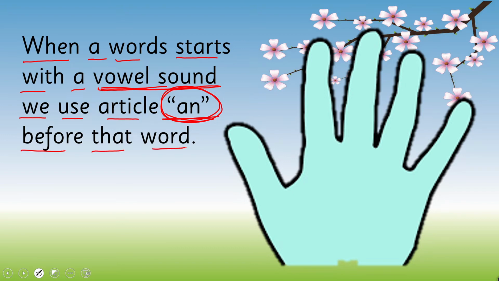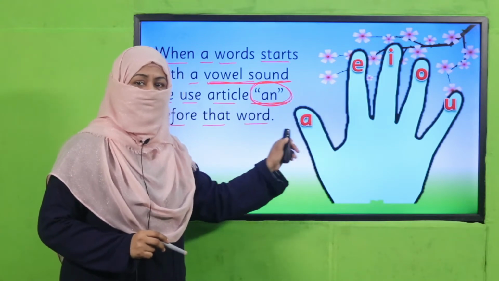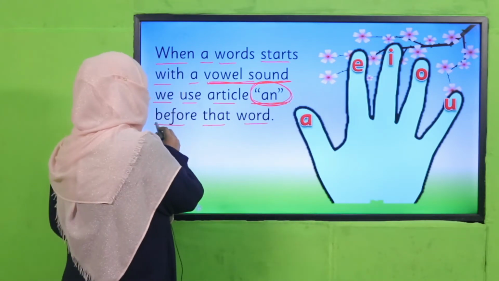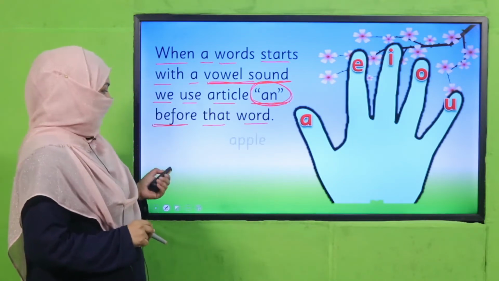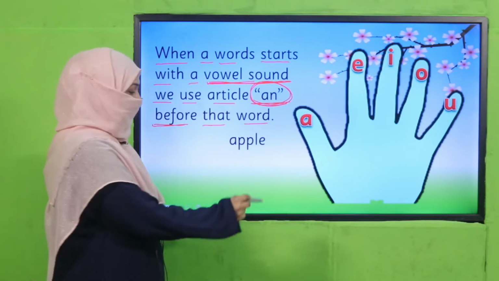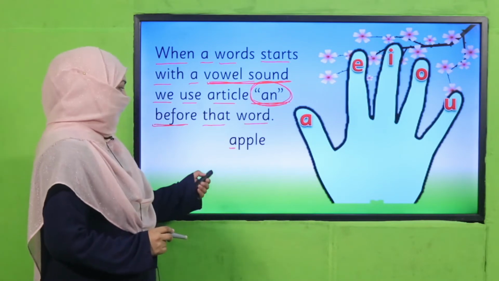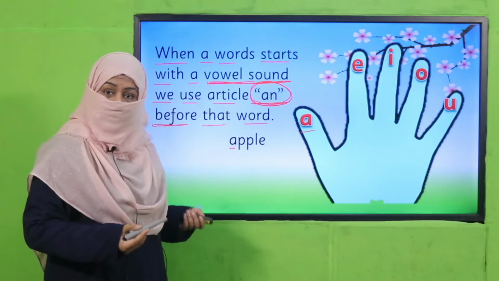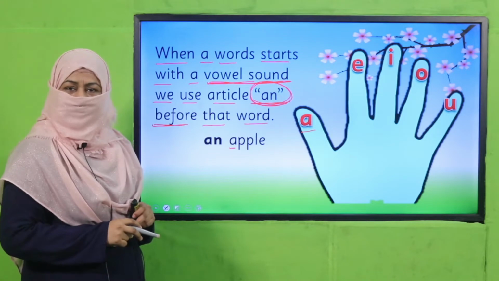Before that word. Means if a word is starting with any vowel sound, A, E, I, O, U, any of these sounds, then before that word we'll use the article an. For example, look at this word. This is apple. And the initial sound is a. We know that. And it's a vowel sound. That we also know. So when we want to write apple, we will write an apple, right?